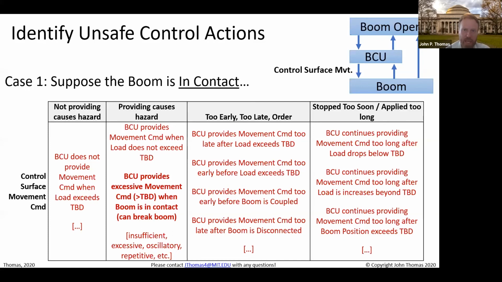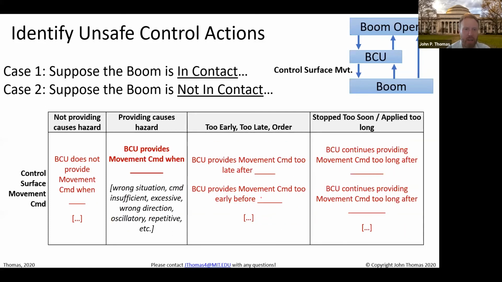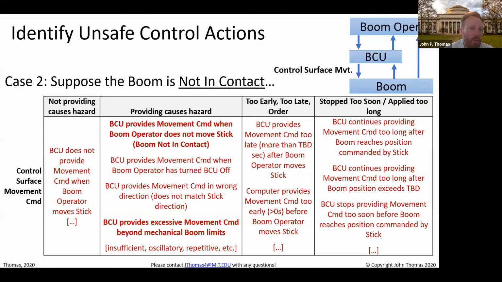What about case 2? What about when we're not in contact? What are the conditions where providing movement commands and we're not in contact are going to create a problem or lead to a hazard? Well, I think you've got all the answers, so we'll just cut to the chase here. What if the BCU does this? Now remember, we're not in contact. This thing is supposed to be slaved to the operator. So if we're not in contact and the boom operator is not moving the stick, we're just spuriously moving the boom, we're causing a problem potentially.